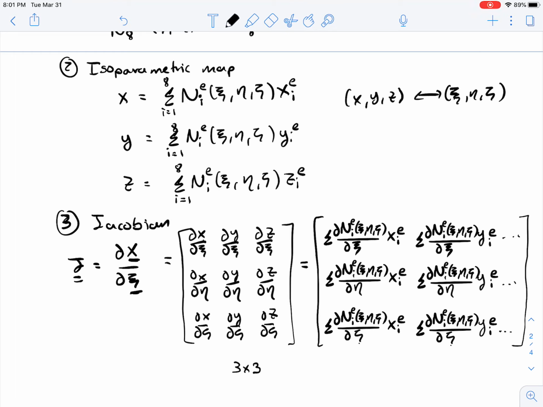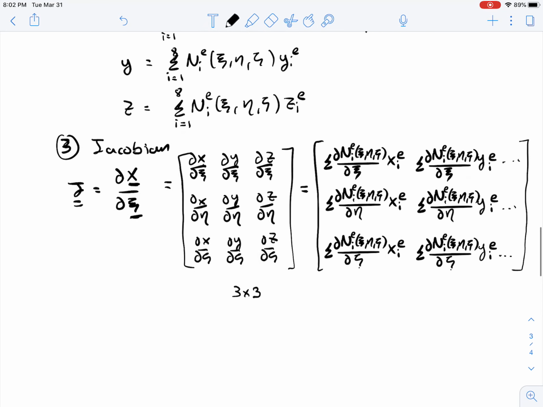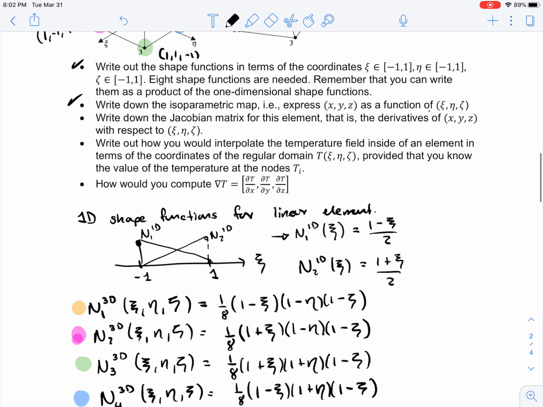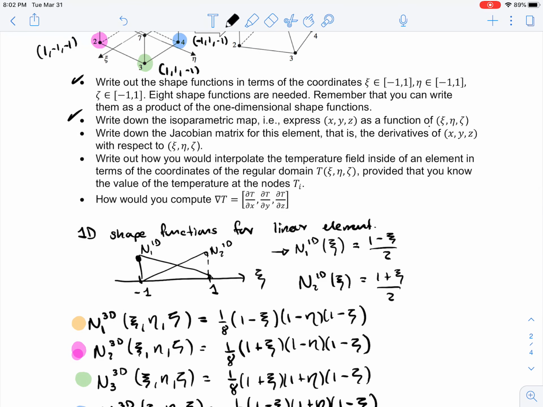Right, so this is the Jacobian, and this is something that you can evaluate for any particular psi eta zeta, because at the beginning you have the shape functions and you have the nodal coordinates. Given the shape functions and the nodal coordinates, you can evaluate the derivatives of the shape functions at any psi eta zeta, and summing times the x, y, z coordinates, you get the Jacobian. So that's something that you can compute. And I think that's all it asks for. So write down the Jacobian matrix, yes.